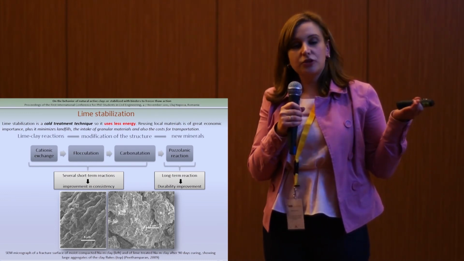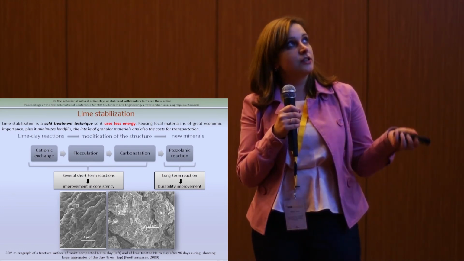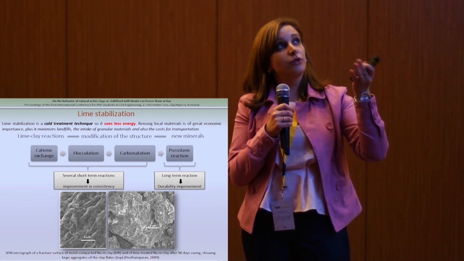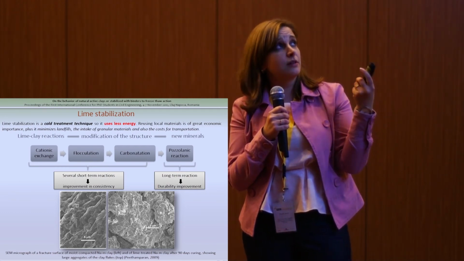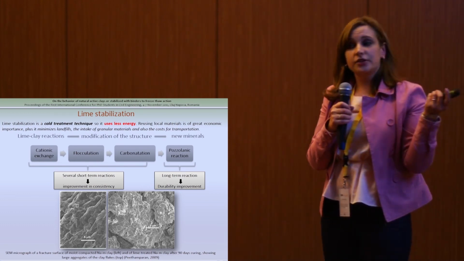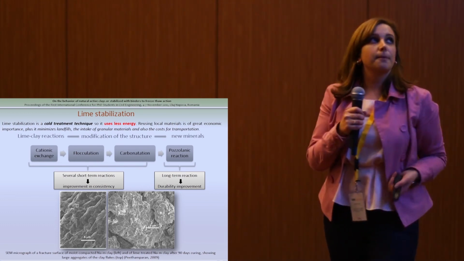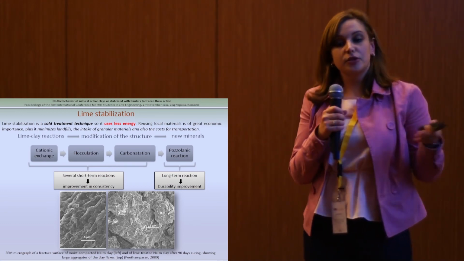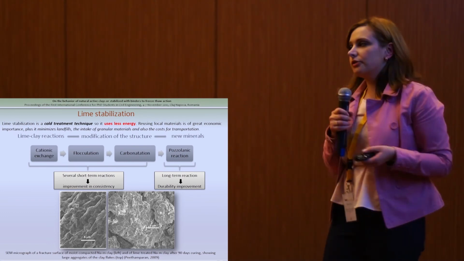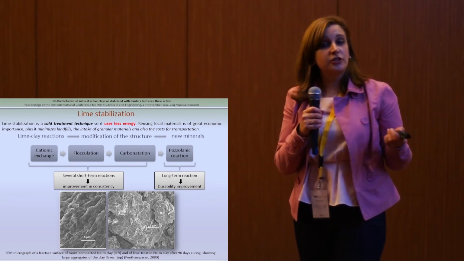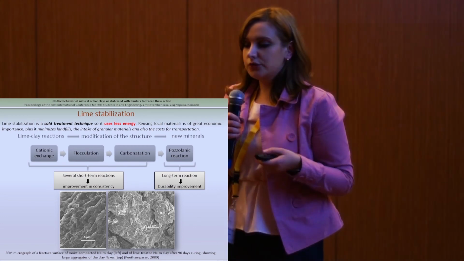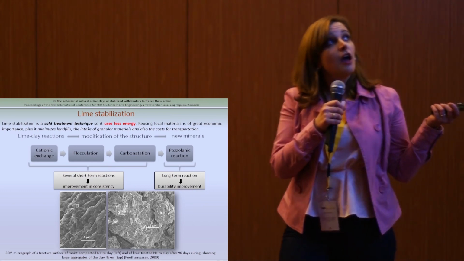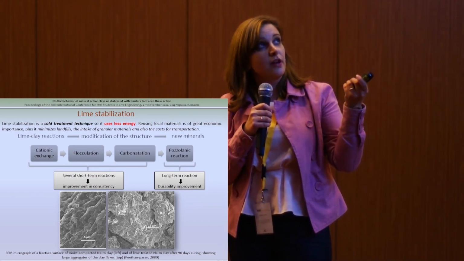All the cementation products are obtained through chemical reactions, and these chemical reactions modify the structure, achieving new minerals. The first reaction is the cationic exchange of, as maybe you know, active clays. Montmorillonite, respectively, has a really high cationic exchange, and it interacts really well with the hydraulic binders. The second reaction is flocculation, after that carbonatation, and of course the pozzolanic reaction.